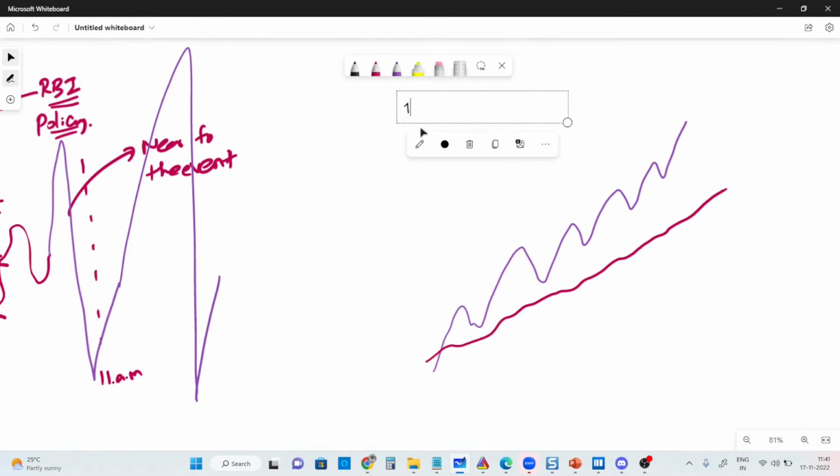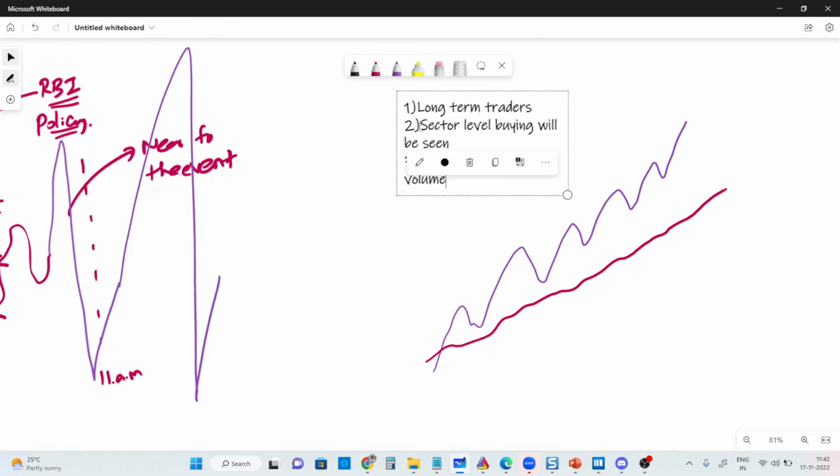Now, on these kinds of days, what can happen? Long-term traders are the ones we are competing with. Sector level buying will be seen. And not only that, what else could we see? Heavy aggressive volume. If you look into the volume flow for the day, you can see that heavy aggressive volume would have happened on that particular day. That is a very important piece of information.